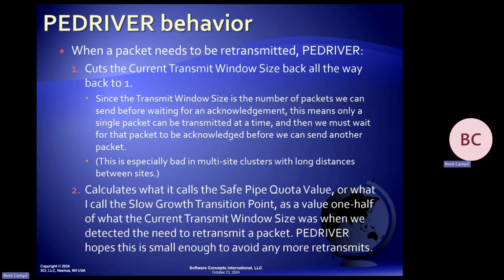All right, so it'll calculate what it calls the safe pipe quota value. I call that the slow growth transition point. That's the value of one half of what the current transmit window size was when it had to retransmit the packet. So it's cutting it back to 1 and growing rapidly up to half, and then it grows more slowly from there. So that's why you had the perception that it was half.